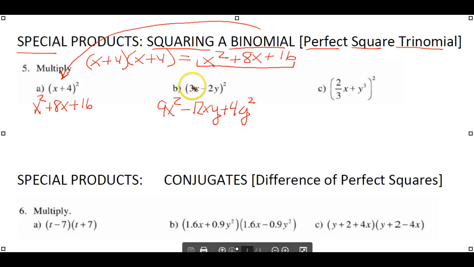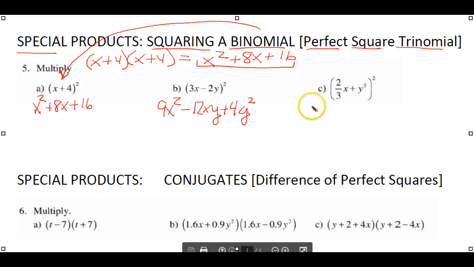Square the first term. Multiply these two together. Negative 6xy. Double it. That's because your inners and outers are the same. That's why it's doubled. And then square this. And negative times negative is always a positive: y squared.